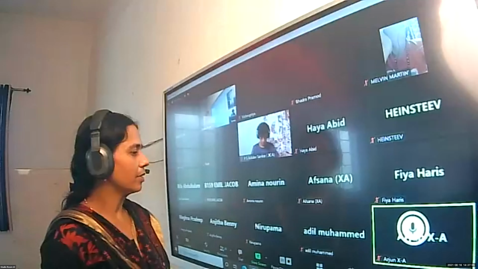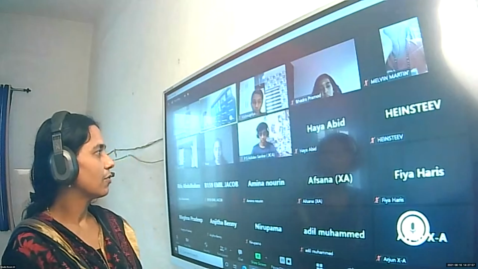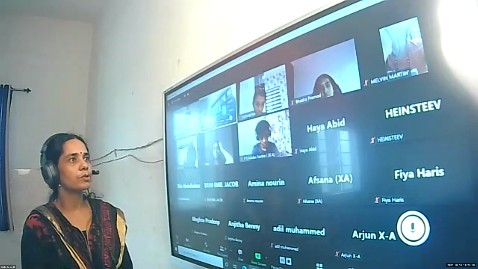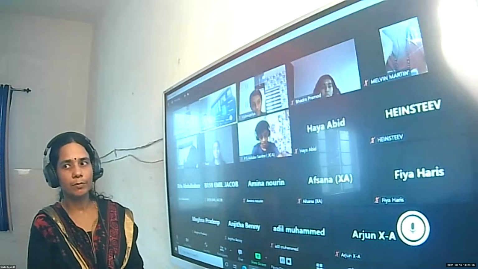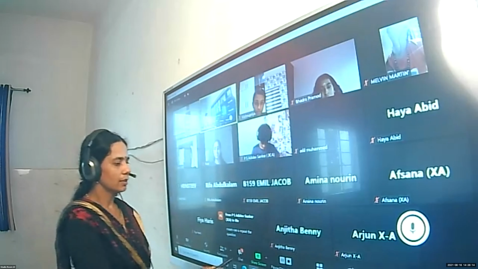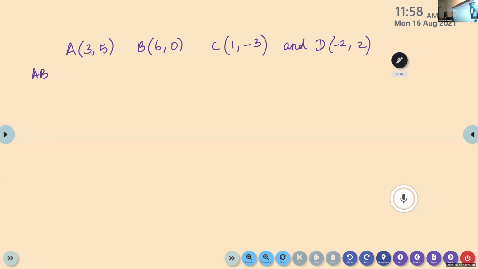Okay, so we have to prove that these given vertices form a square. So how do we do this? How to prove it is a square? Diagonals are equal and all the sides are equal. Okay, so start doing. First find out AB, then find out BC, CD, and DA. First you find all the four sides. Are they equal? After finding this, you find the diagonals.